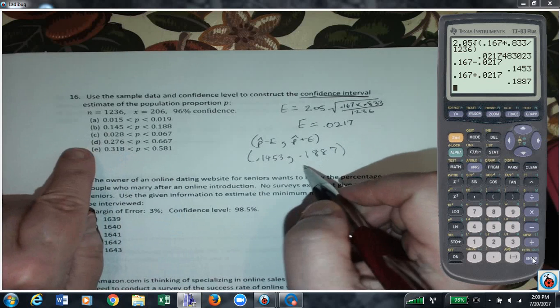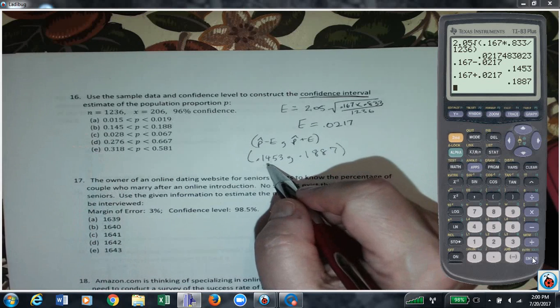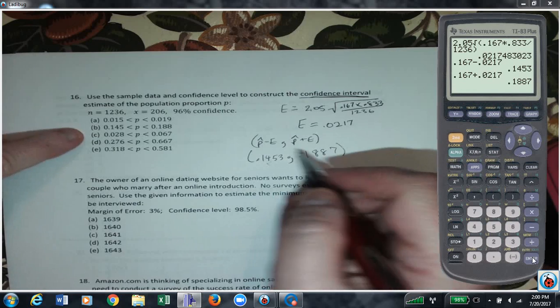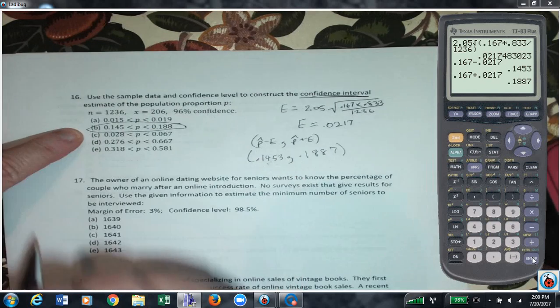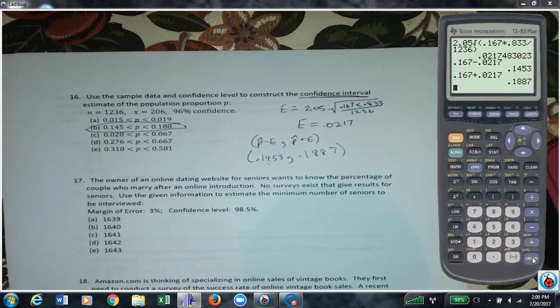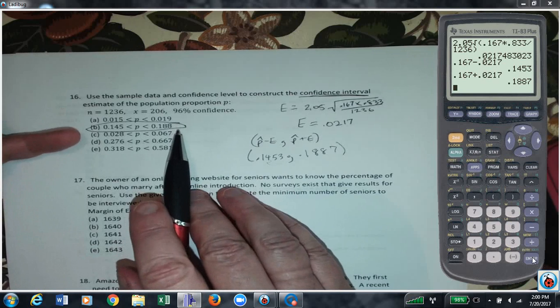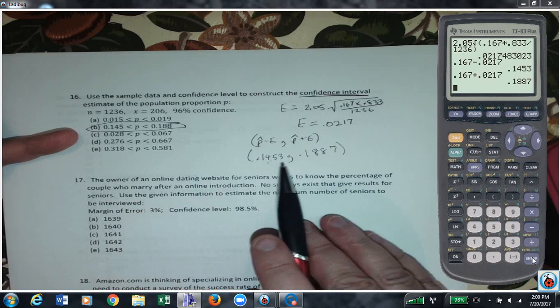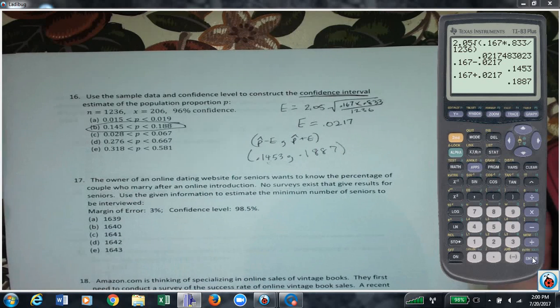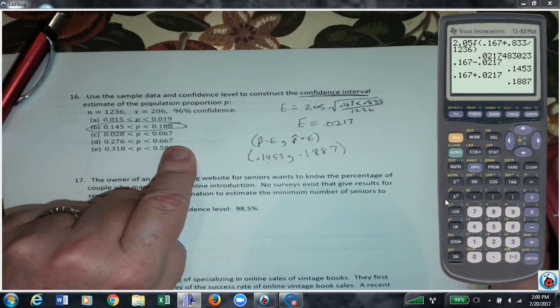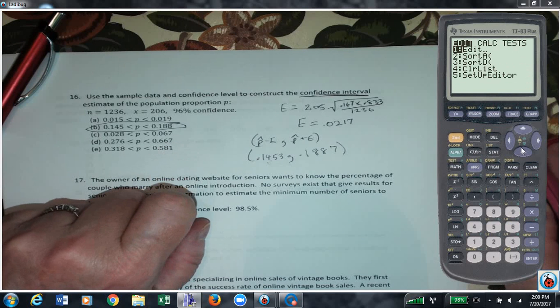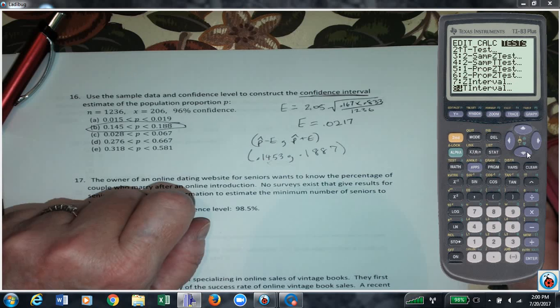And the closest one I've got here, all right, that looks to be the closest. Okay. So, I mean, clearly it can't be anything else. It's not that exactly, but it's pretty darn good. Okay, now, super fast way, go to tests, scroll all the way down to 1 proportion z interval.